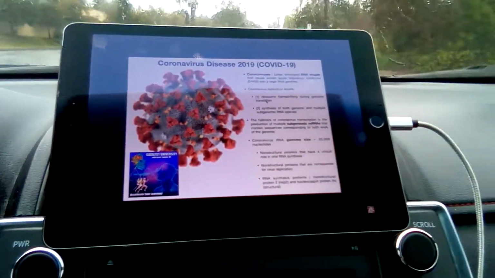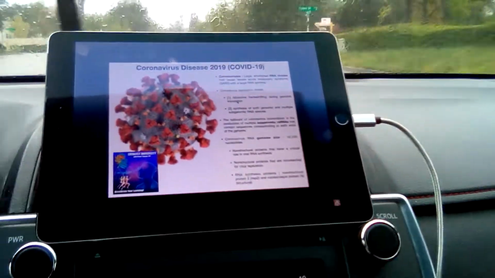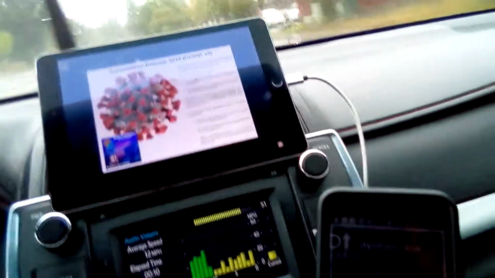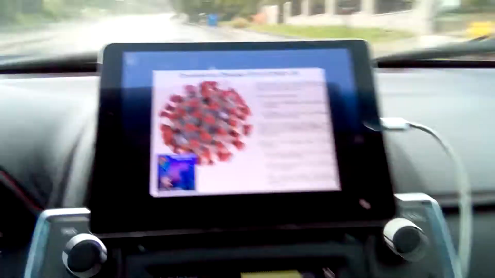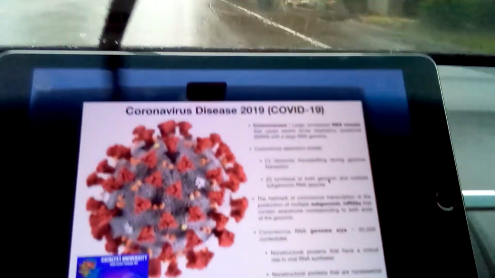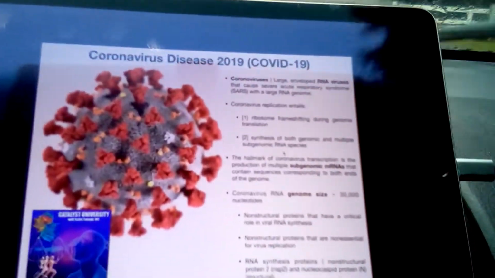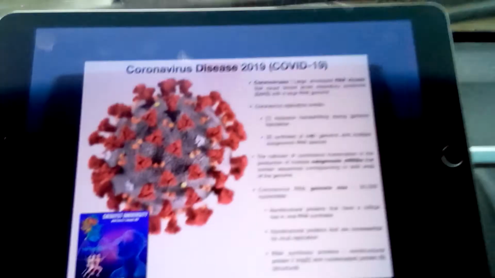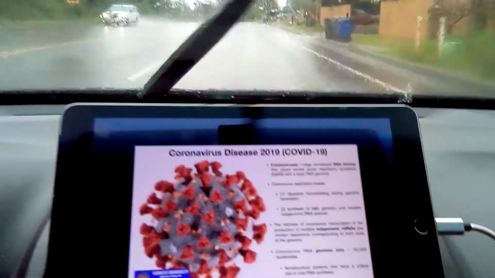We're going to see that moving forward: production of polyproteins, which are actually used to generate most of the protein machinery of the replicosome/transcriptosome. Okay? And we're also going to see synthesis of both genomic and multiple subgenomic RNA species. And we'll talk about what that means in a few minutes on one of the next slides.